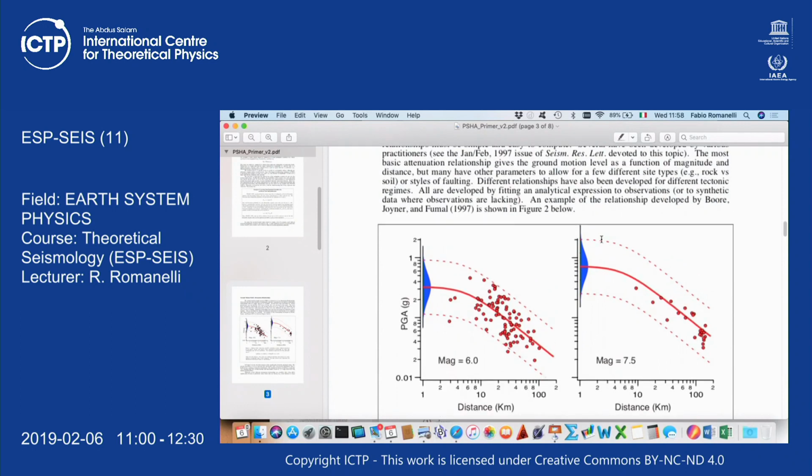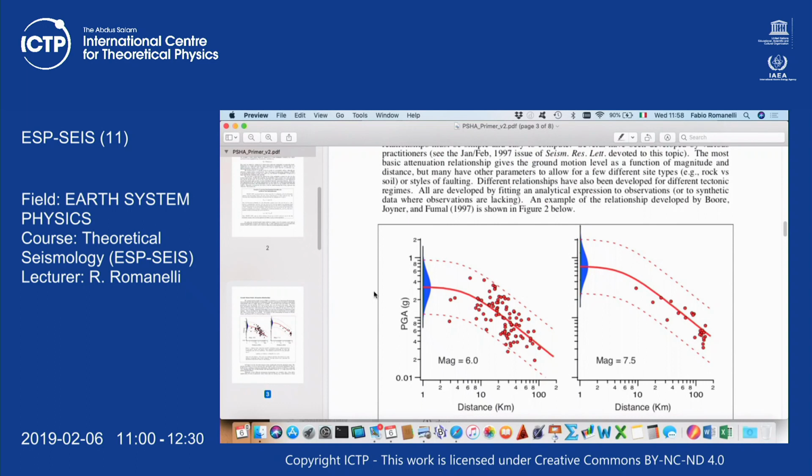The message to take home here is that you have a scatter of points, those that can be experimental points. You do understand that different zones of the world will contribute to this. That's why usually they are regionalized. But different sources with the same magnitude can contribute to that, with different radiation patterns. So there is a scatter here. What you can do is take the average and assume that the distribution, traditionally for PGA, but you can use also SA at given periods, is log normal.